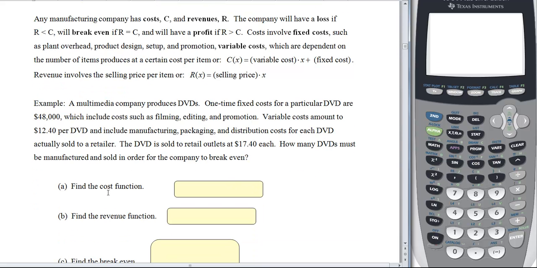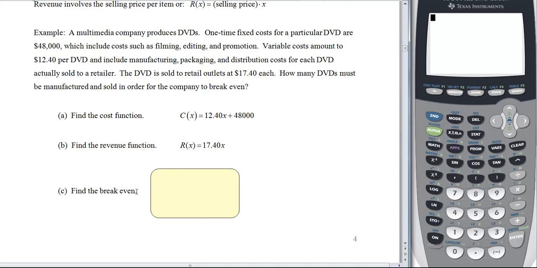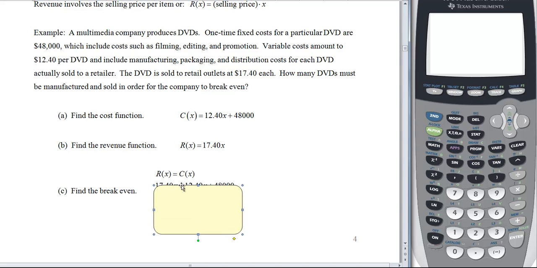Well, first we've got to find our cost function. Remember, it's variable cost times x plus fixed. Now the part that varies here is this $12.40. Usually a giveaway is the "per." So the cost would be $12.40x plus that fixed cost of $48,000. Revenue, remember, is selling price times x. So the selling price is $17.40 times x. Find break even. Break even by definition is when revenue equals cost. So go get your revenue equation, set it equal to your cost, and you solve.